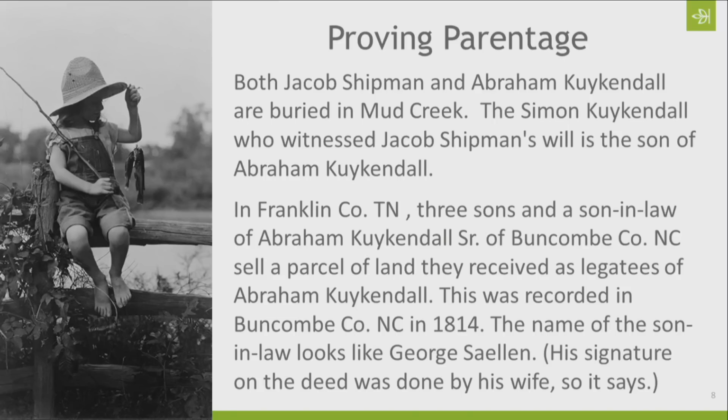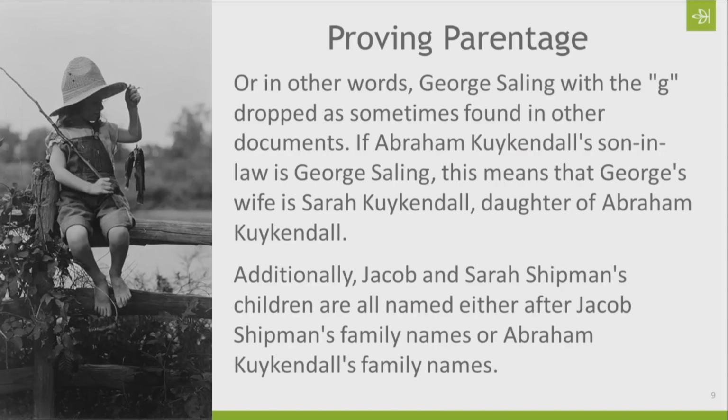Now, the signature says his wife signed it for him, okay? Apparently, probably because either he was not present at the time or maybe because he could not read or write. And George Sailing is listed as the son-in-law of Abraham Kuykendall, which means that George's wife is the daughter of Abraham Kuykendall. And we know that Jacob Shipman's widow married George Sailing.